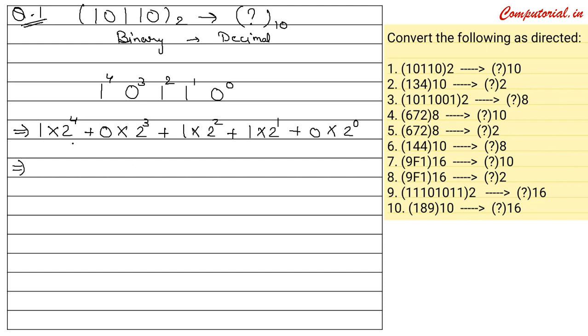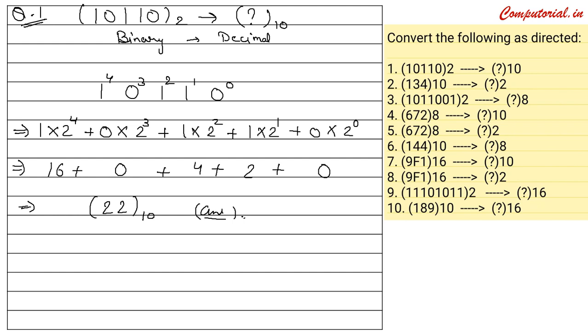So it is 1 into 2 to the power 4, that will be 16. 0 into something will be 0. 1 into 2 square, that will be 4. 1 into 2 raised to the power 1, that will be 2. And then this will be 0. So overall it is 22 to the base of 10 as your answer. First question is done successfully. As you all can see, it was one of the easiest questions that we have done till now.